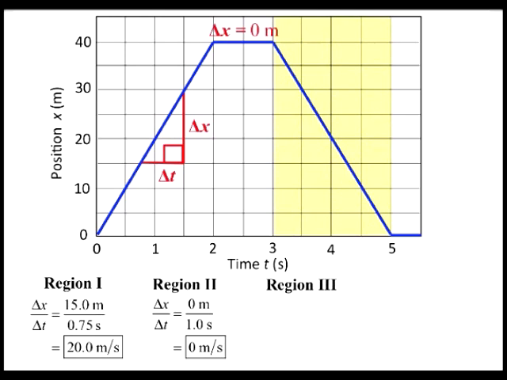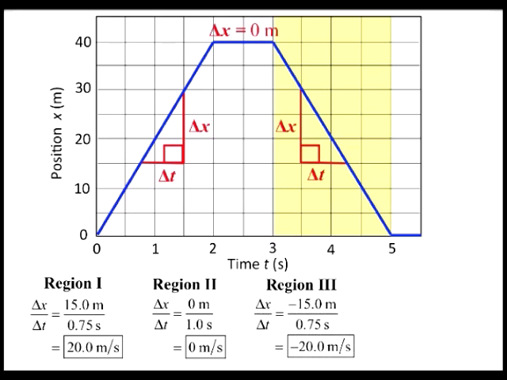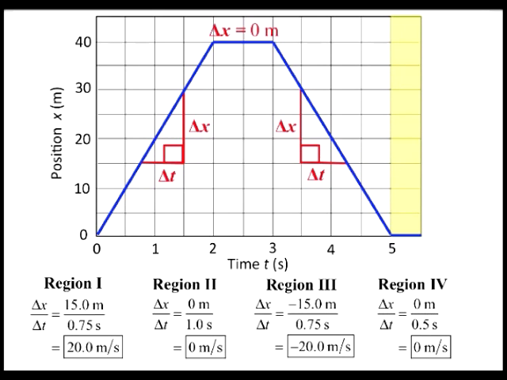In region 3, we calculate the slope, being careful to use the correct signs. In this case, delta x equals negative 15 meters, and delta t equals 0.75 seconds, giving v equal to negative 20 meters per second. In this segment, the car had reversed direction. Finally, in region 4, the slope is again 0, and the car was stopped at x equals 0 meters.